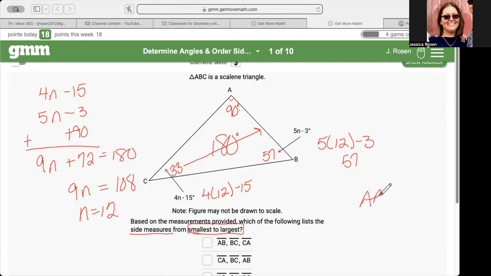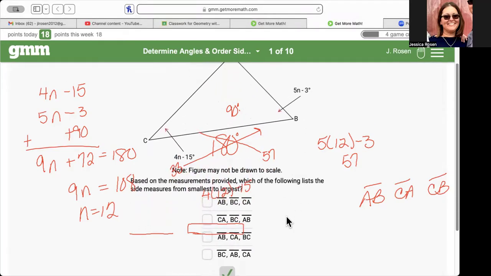So I'm just going to write it down over here so I don't have to scroll. Then it would go CA. And then it would go CB. And remember, these can switch directions. So let's scroll up and see which one matches. We had AB first and then CB last, so it's got to be this one.